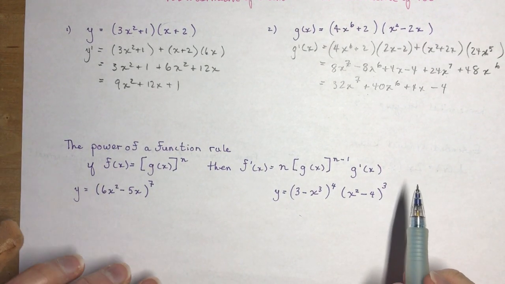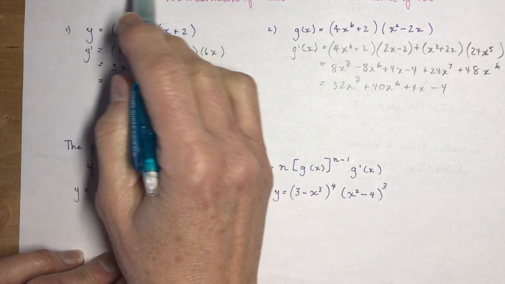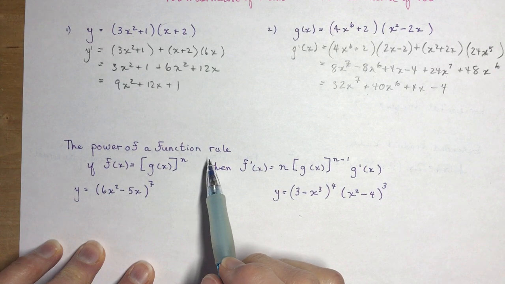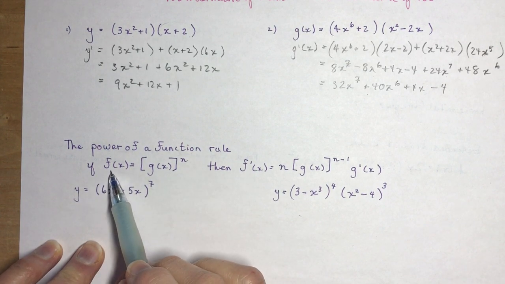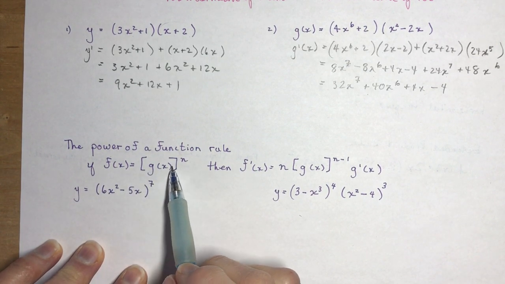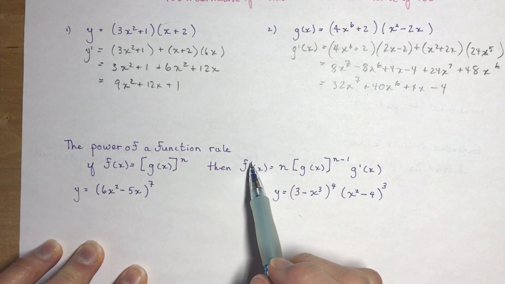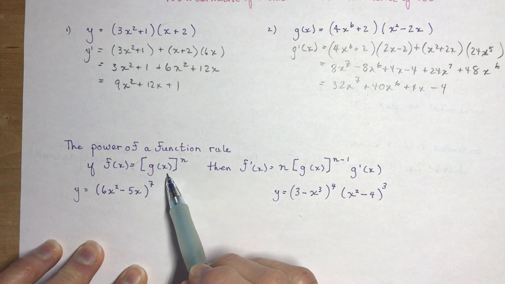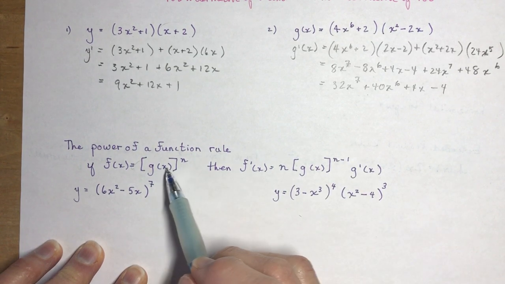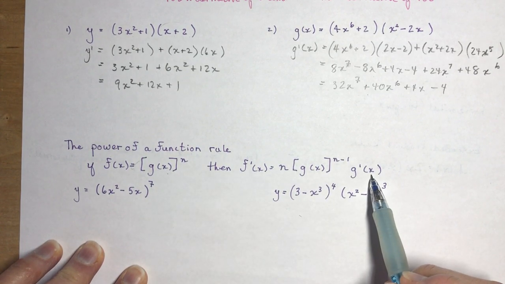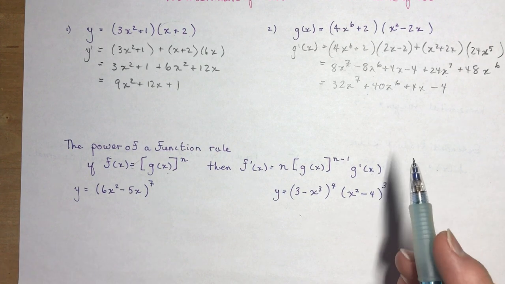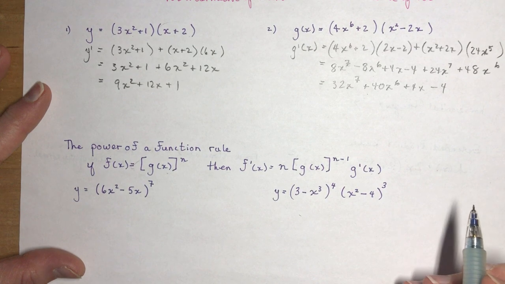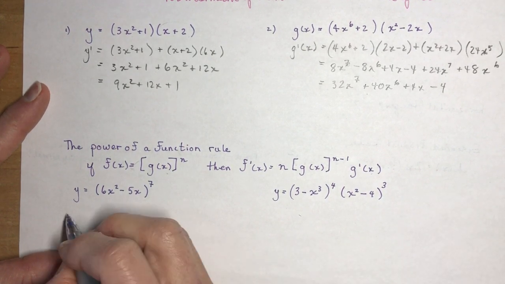Okay, the other rule that shows up here, and it's not in the title, but it's probably the more important one, is the power of a function rule. So this says that if I have a function that's raised to an exponent, then the derivative of that would be n times g of x to the n minus 1 times the derivative of the inside. So it's a type of chain rule that we do a little bit later, and I don't know why they don't do that all at the same time, but needless to say, that's the way it goes.